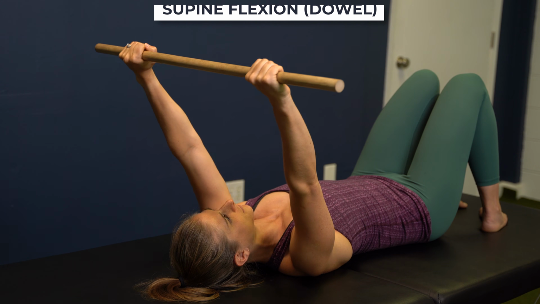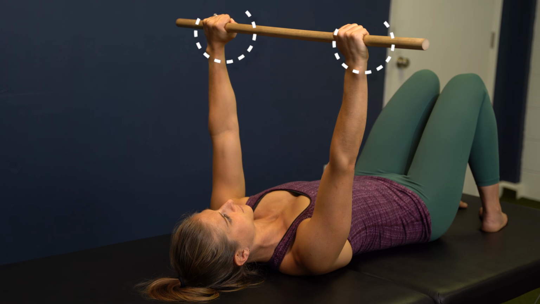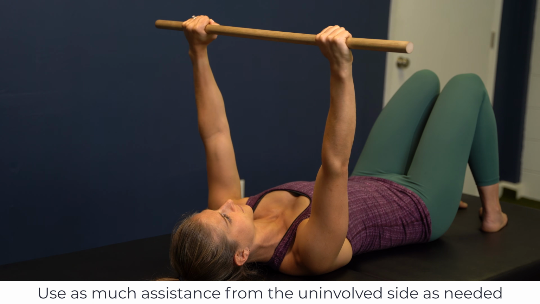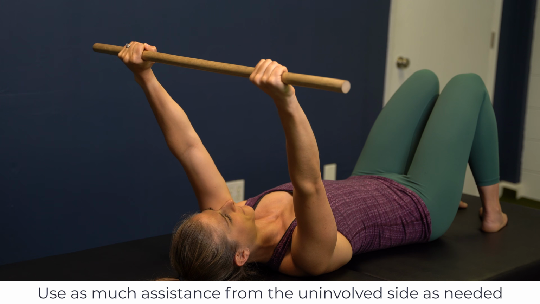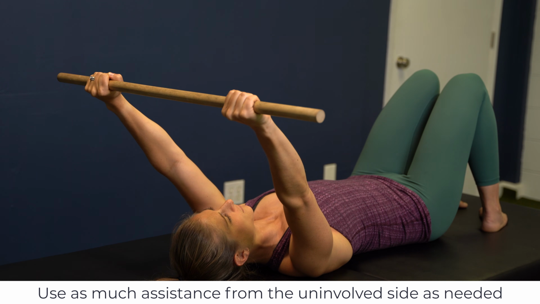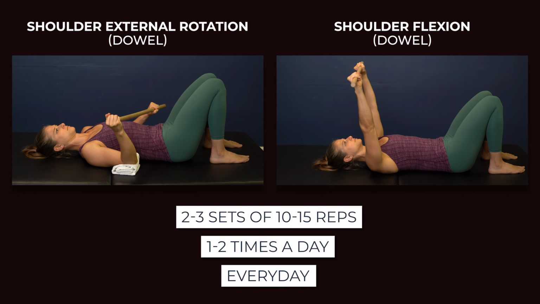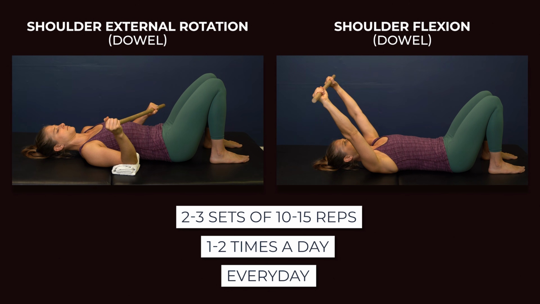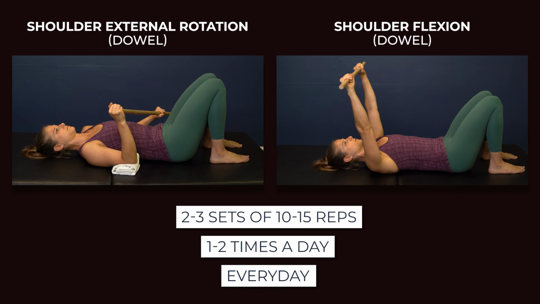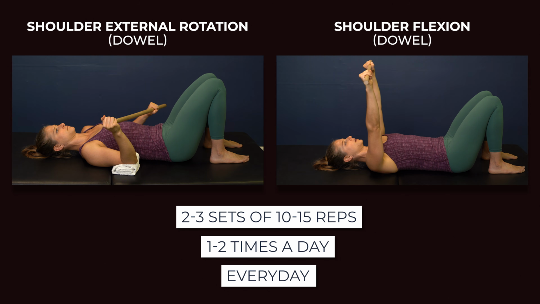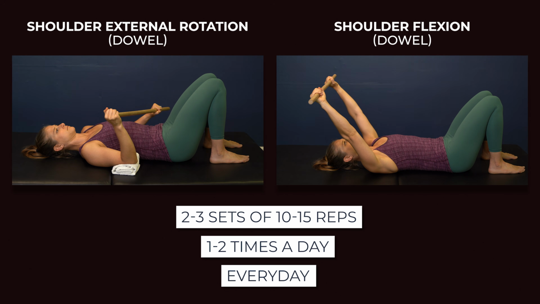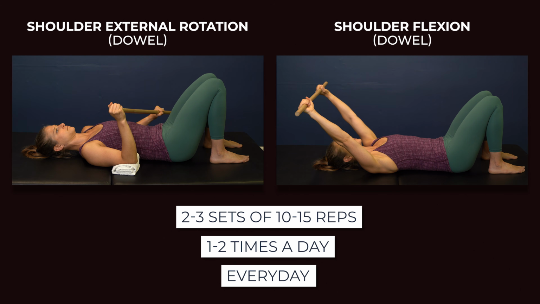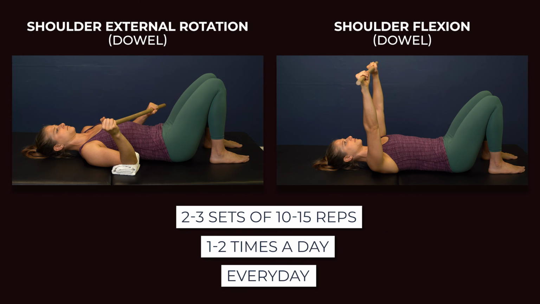Supine shoulder flexion with a dowel. Lie on your back and hold a dowel or stick with both hands up toward the ceiling. Slowly move your arms overhead as far as tolerable, and then return to the start and repeat. For either of these options, use as much assistance from your uninvolved side as needed and perform for 2 to 3 sets of 10 to 15 repetitions 1 to 2 times a day, every day, or within tolerance.